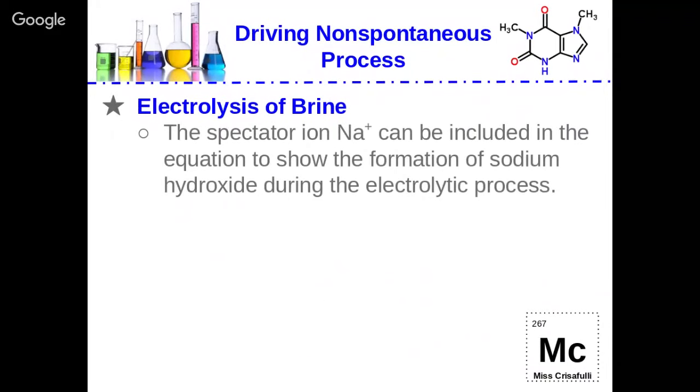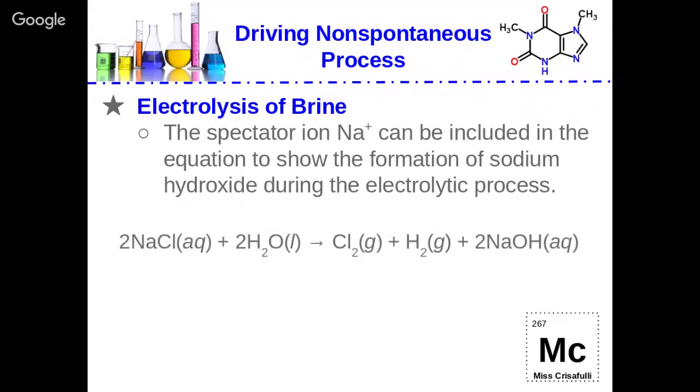The spectator ion, Na+, can be included in the equation to show the formation of sodium hydroxide during the electrolytic process. So if we put in where we had our Cl minus on the left and our OH minus on the right, if we have our Na in there, you can see that we make sodium chloride with water to produce chlorine gas, hydrogen gas, and sodium hydroxide.